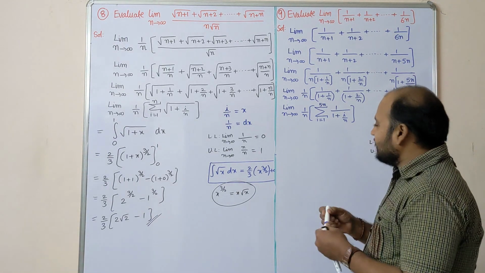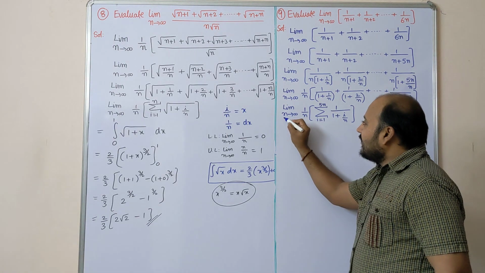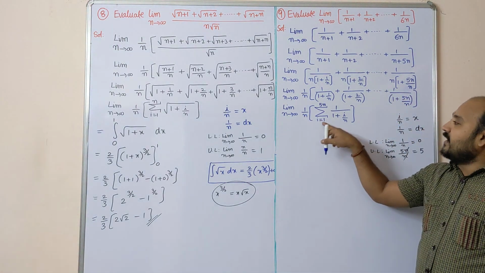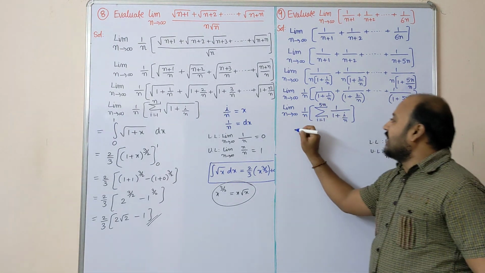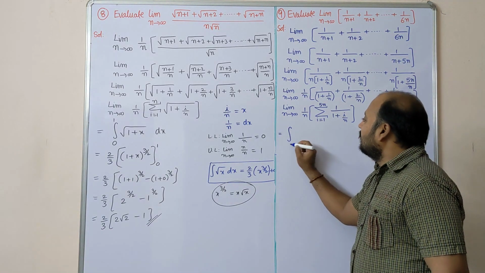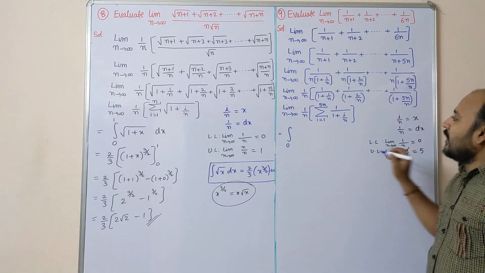So come to this integral. In place of limit n tends to infinity, sigma i equal to 1 to 5n, we replace with integration. Integral, lower limit is 0, upper limit is 5.